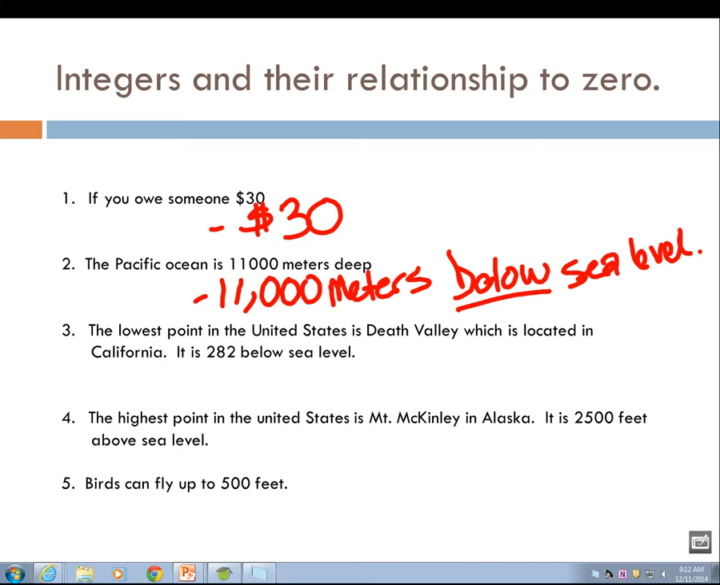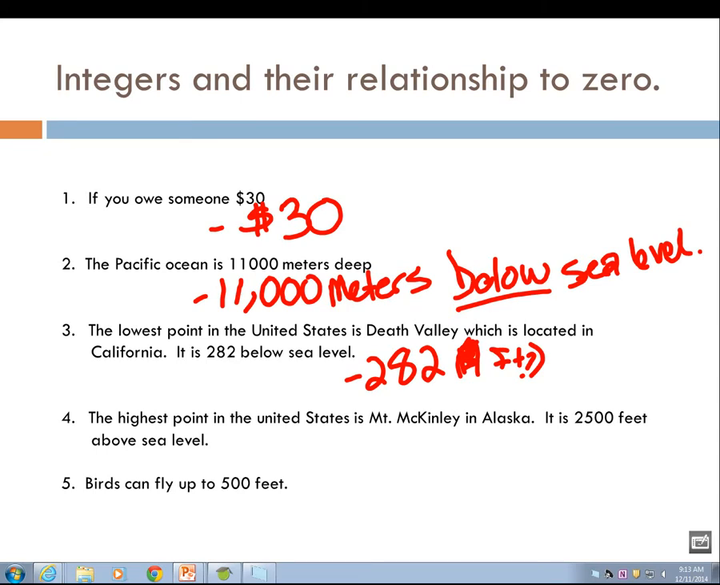Now, this one here is definitely going to be a negative. The other two, depending on where you're looking at it, could be positive. But this one is definitely going to be below 282. It's going to be feet. No, it's going to be meters. It's got to be meters. Could be feet, though. It's feet.